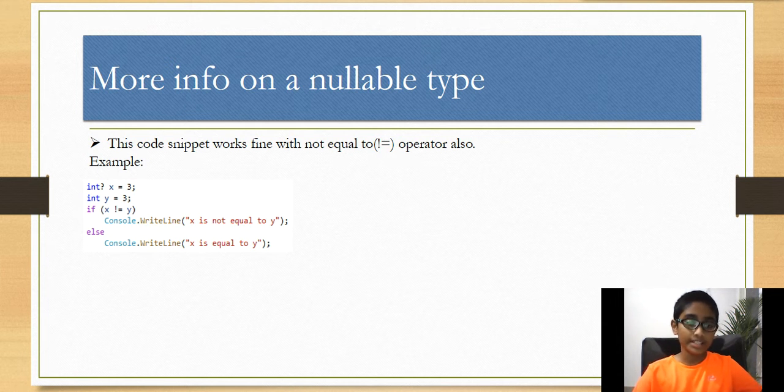Let's look at an example. Here, I'm again declaring a nullable integer variable x and assigning that the value of 3. After that, I'm declaring another integer variable that is non-nullable and assigning that the value of 3 also. Then I'm using an if statement to check if x is not equal to y. And if it is not equal, we are writing on the console that x is not equal to y. Else we are writing on the console x is equal to y. So this even works with all the comparison operators.